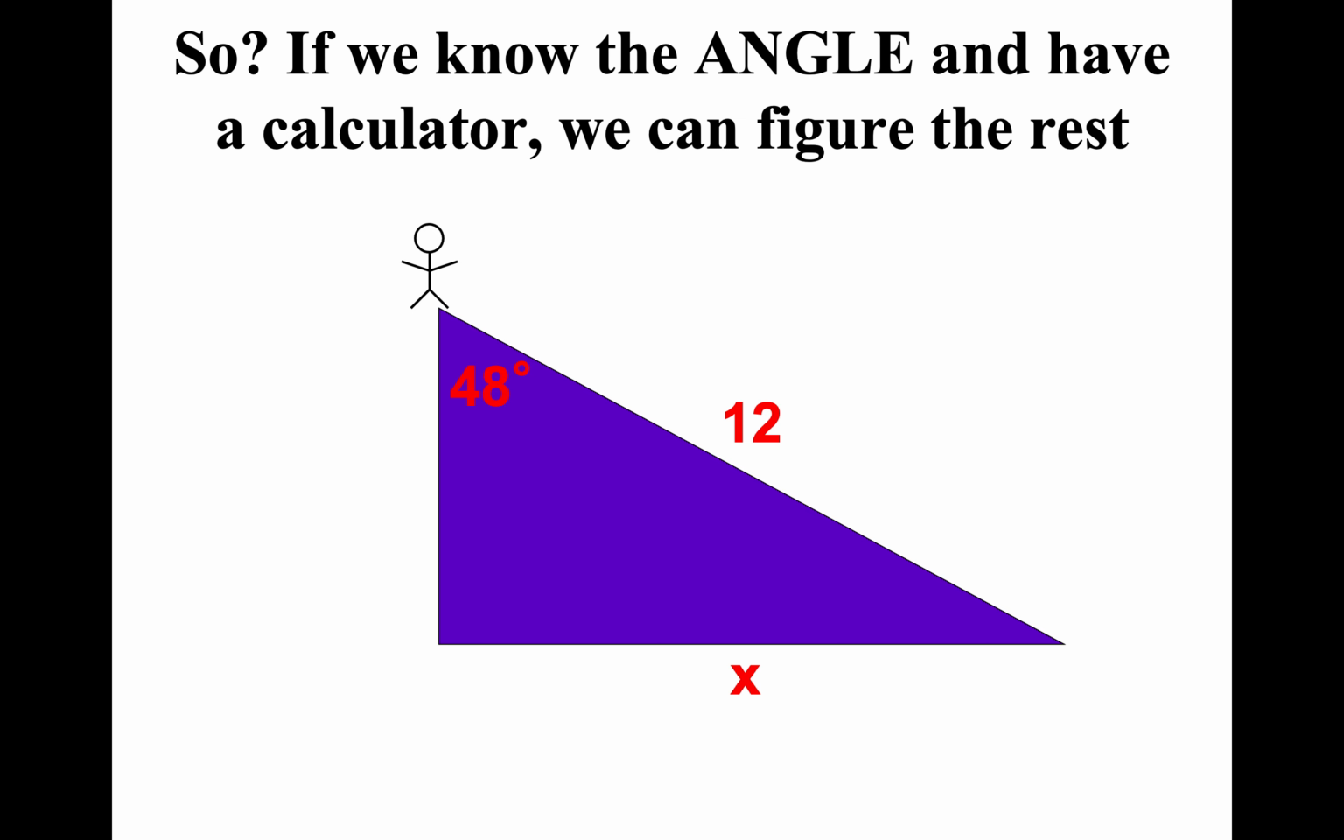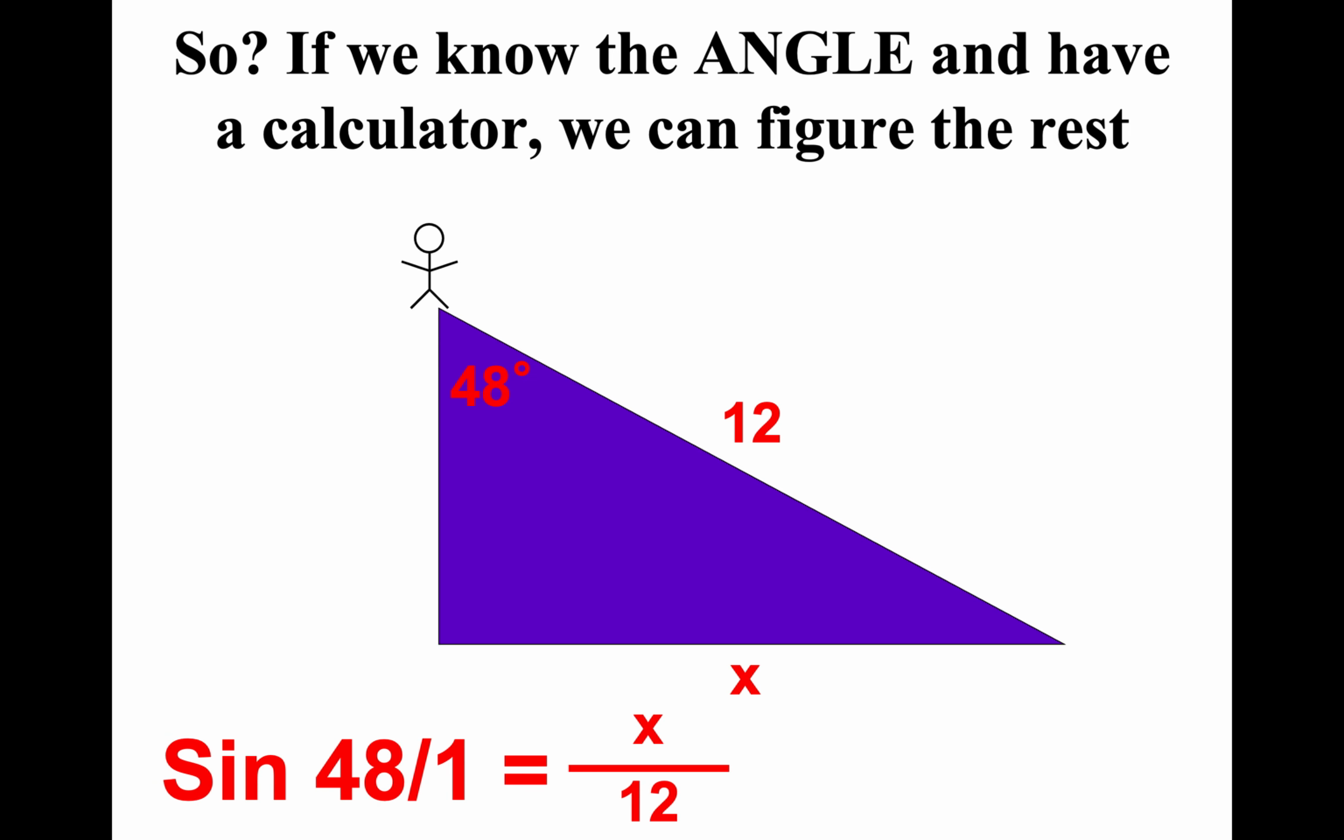If you know the angle, well, what is this x? Opposite. What is the 12? Hypotenuse. Opposite over hypotenuse, sine. Sine 48 over 1, and sine 48 you can put in a calculator and get a decimal, cross multiply and solve.